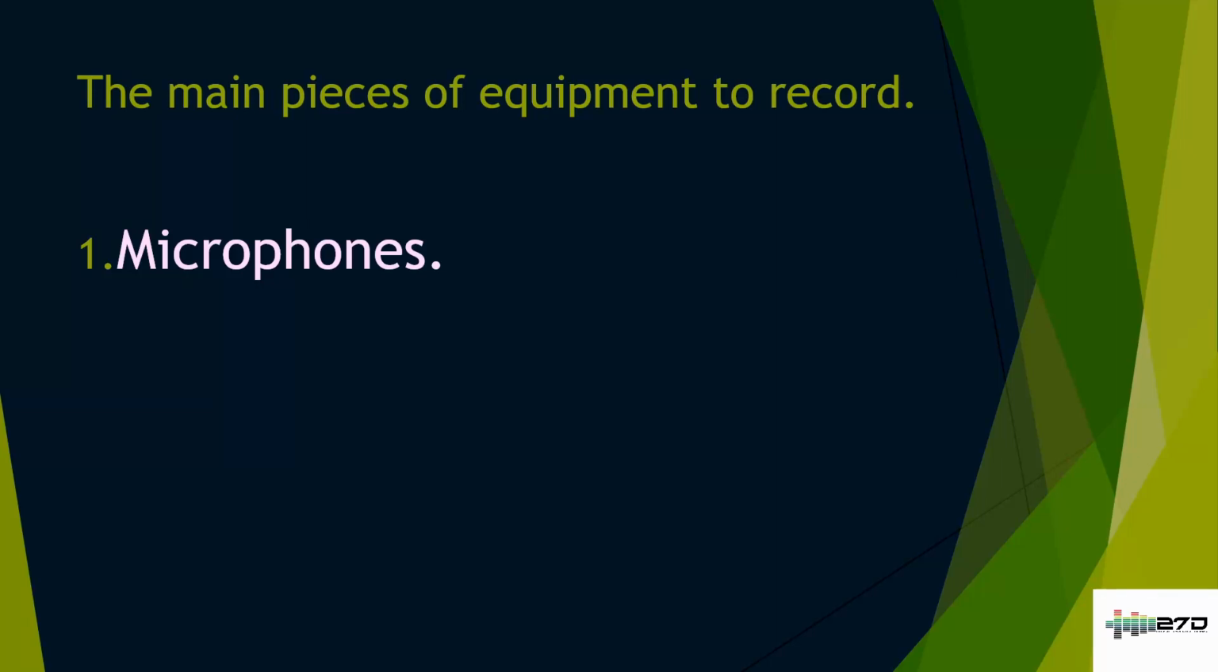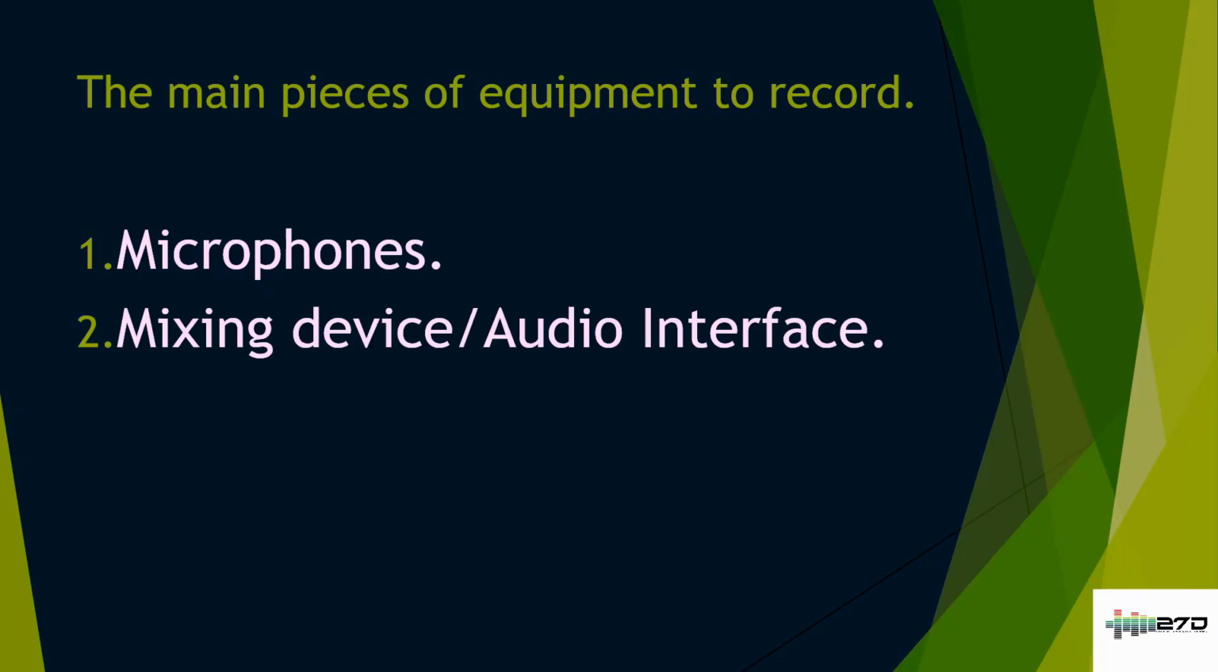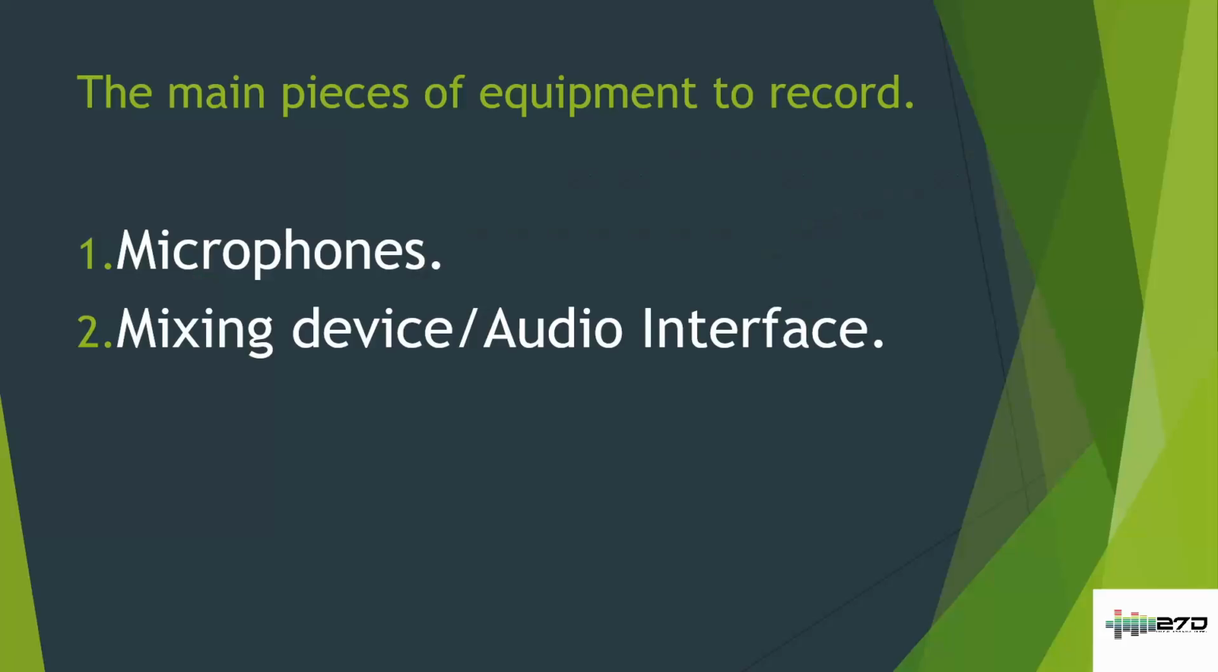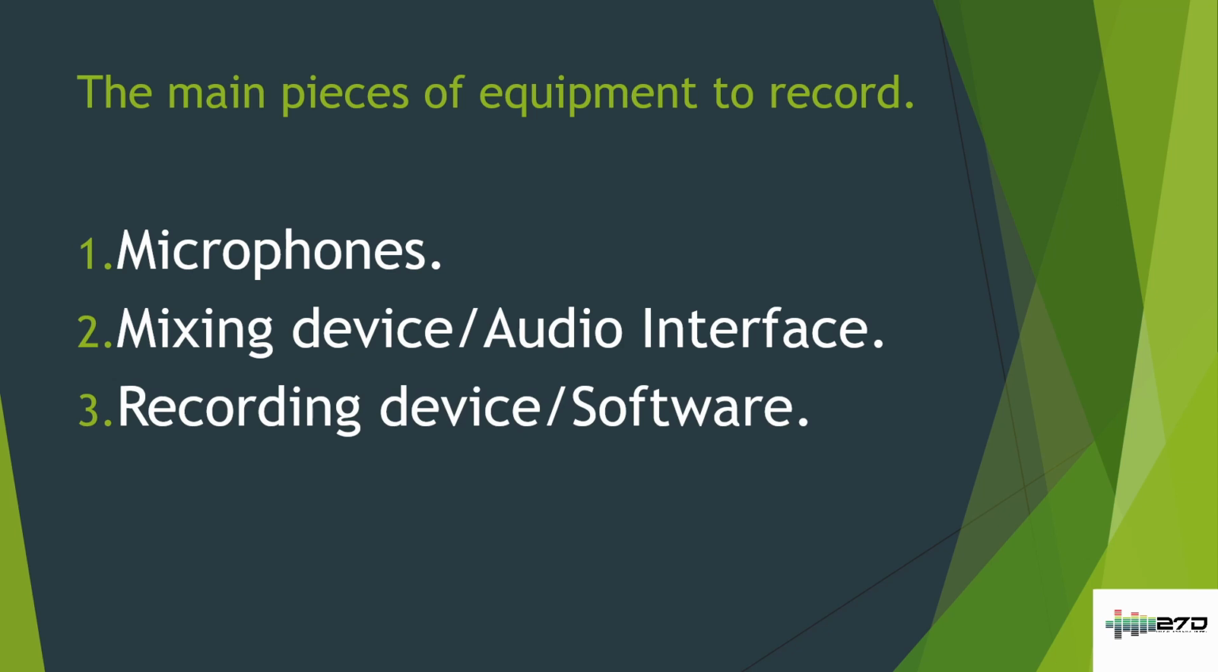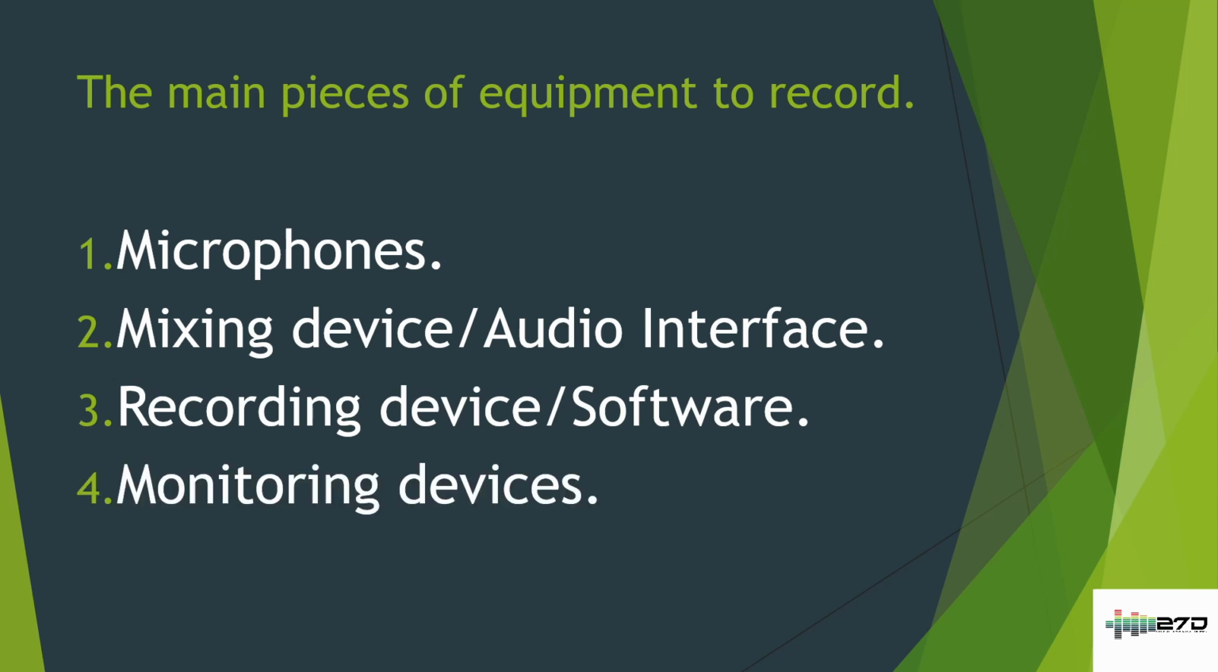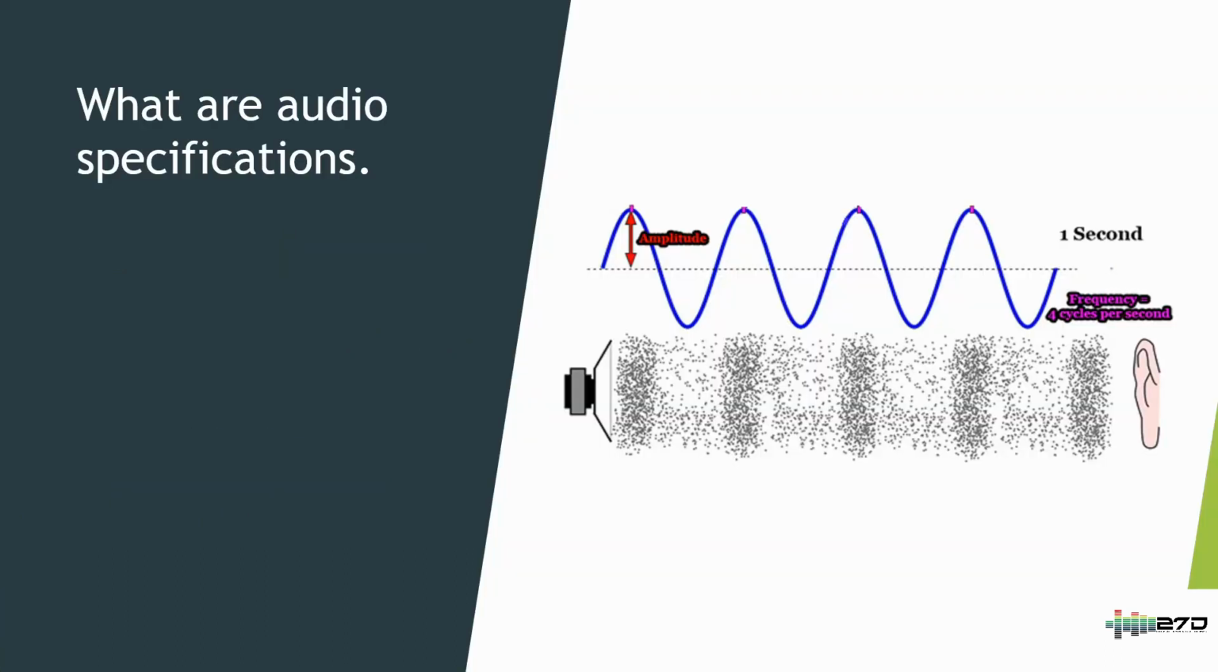So, the main pieces of equipment that we require to do some of this recording: some microphones, or a microphone may do; a mixing device or an audio interface, though your computer might be able to do it itself; a recording device or some audio software; and an audio monitoring device. This is so we can hear what's actually going on and what we've produced with our wonderful recording.